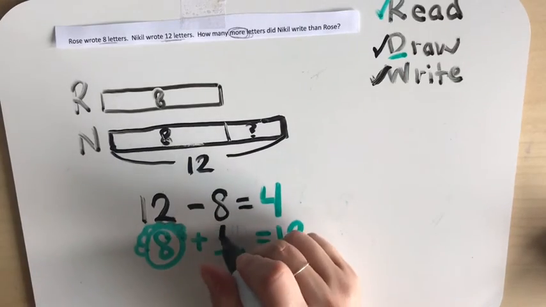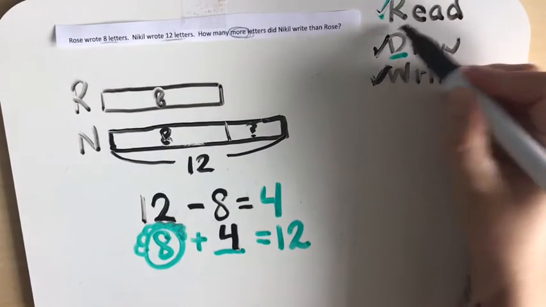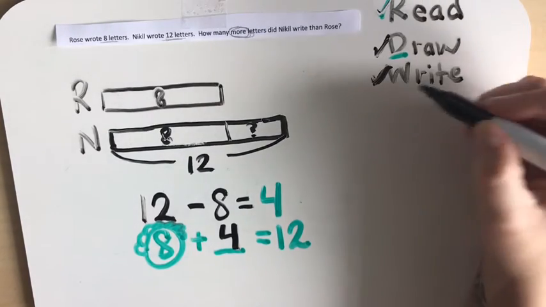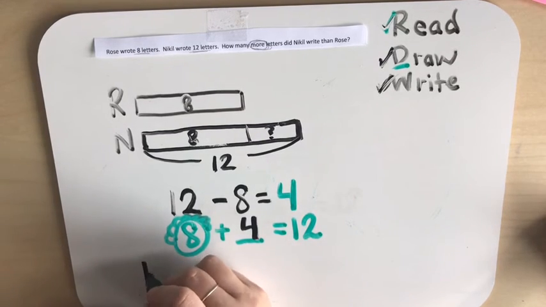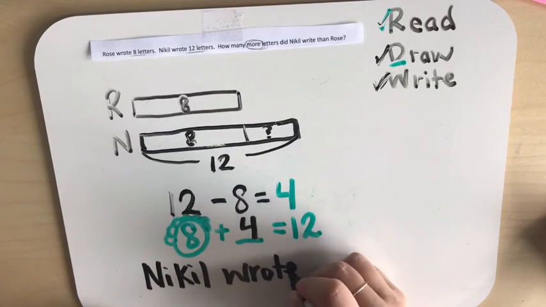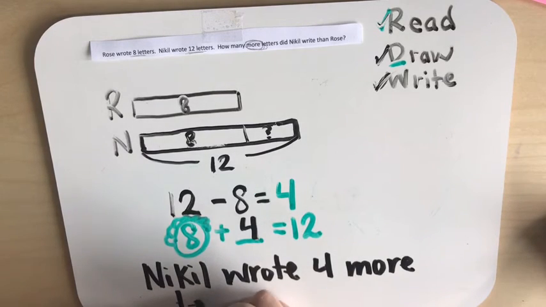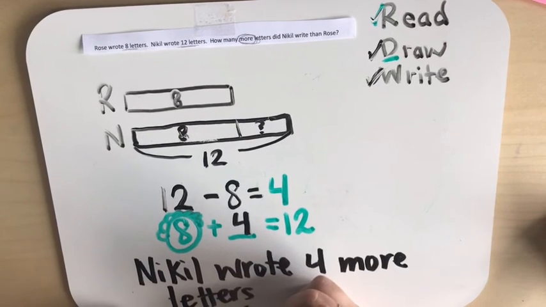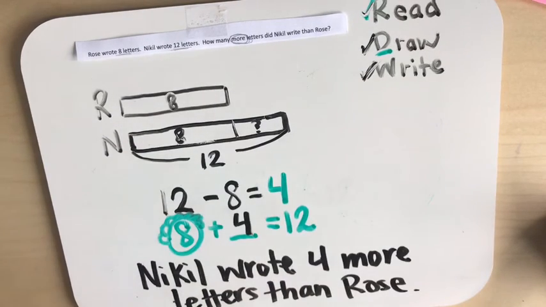Oops, my marker is not working with me. There we go. So we've read the question, we drew, and now we wrote our sentence. Now we need to write our statement. Here we go. Nikhil wrote 4 more letters than who? Rose. Good job.